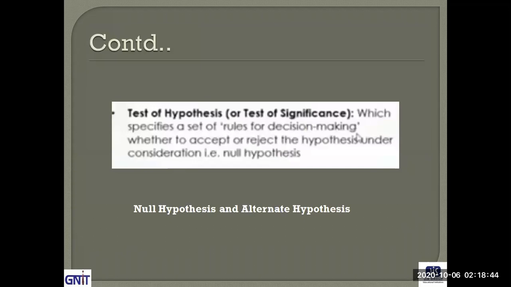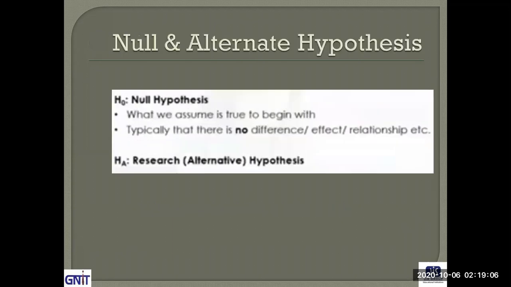So the test of hypothesis specifies a set of rules for decision making, whether to accept or reject the hypothesis under consideration. That is the null hypothesis. So there are two types of hypothesis. One is null hypothesis, another one is alternate hypothesis. So let us see what is null hypothesis and alternate hypothesis. Null hypothesis is generally denoted by H naught. What we assume is true to begin with, typically that there is no difference, effect, relationship, etc.